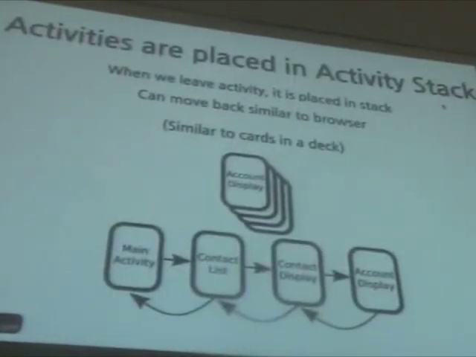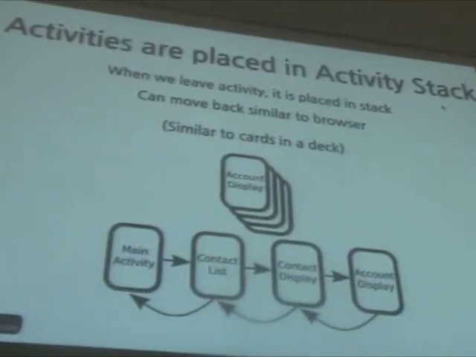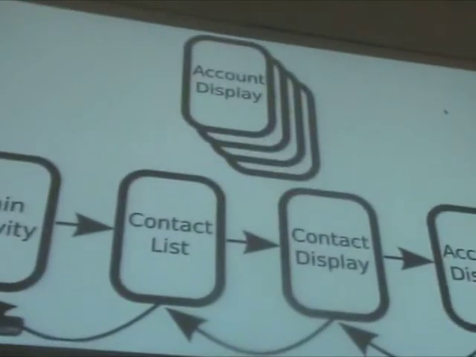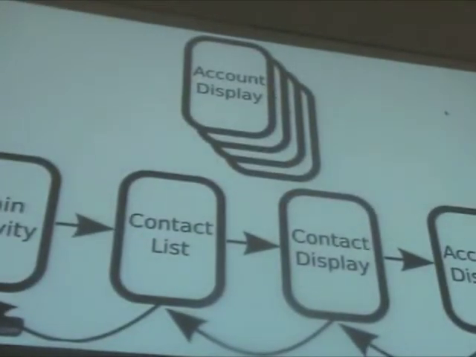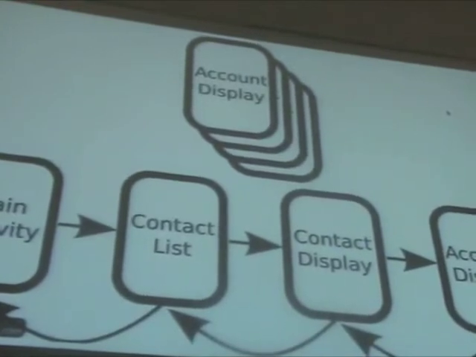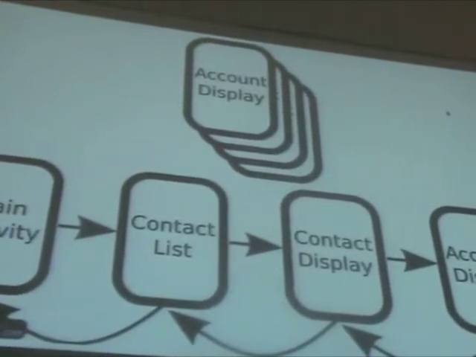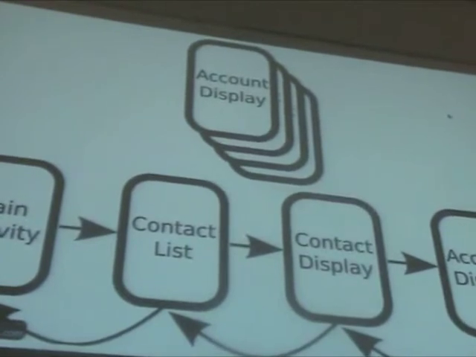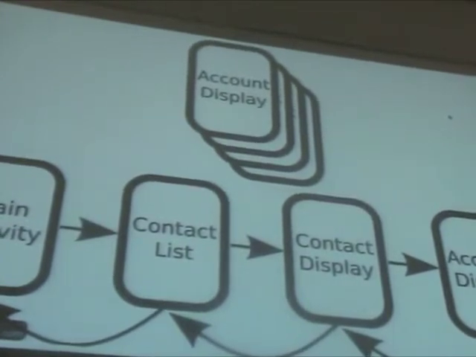Now, when you leave an activity, it's actually not just destroyed, but it is placed inside a stack. So you end up in a situation where you have a stack of activities, one over the other. You are only seeing the one on the top. And this makes it very easy to move, for example, backwards. So you start from the main activity, we go to the contact list, contact display, and then we want to move back. And basically we use the back key, which is something which everybody is familiar with. So this again makes it very easy to move around your activities.